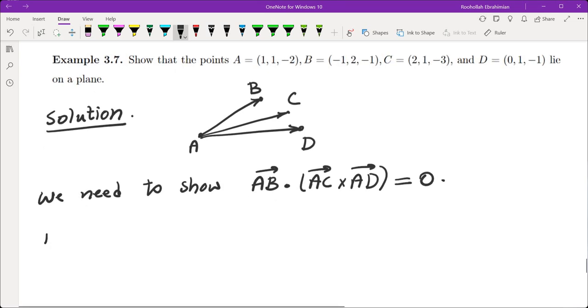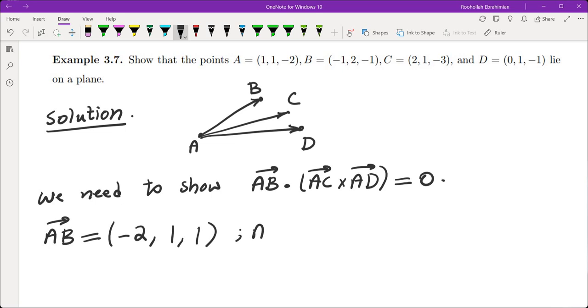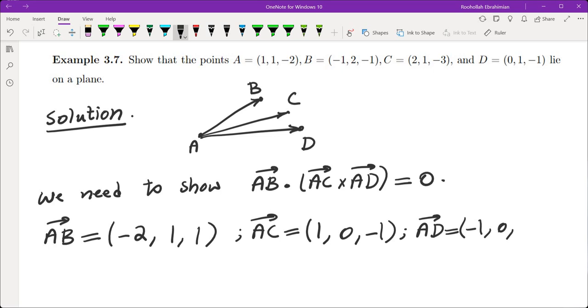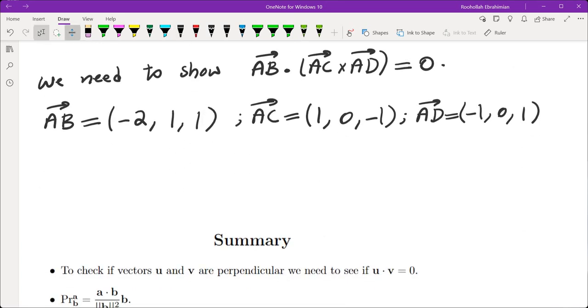So let's evaluate AB. AB is terminal minus initial, so minus 2, 2 minus 1, which is 1. Negative 1 minus negative 2, that is also 1. Then we evaluate AC. AC is C minus A. So 1 minus 1, 0. Negative 3 minus 2, that's negative 1. And then AD, so D minus A. 0 minus 1, that's minus 1. 1 minus 1, 0. Negative 1 minus 2, minus minus 2, that is 1. Now we do the cross product of these two.